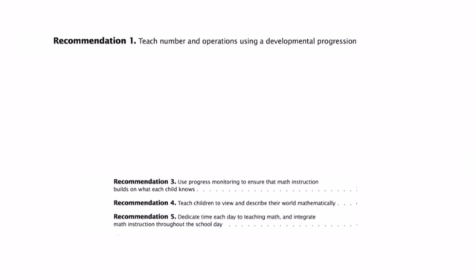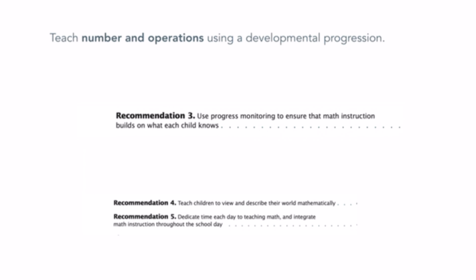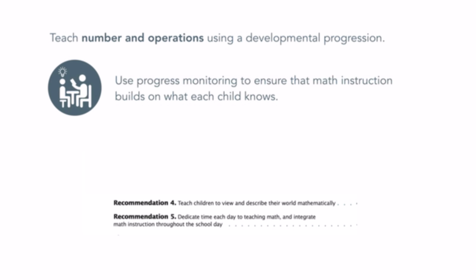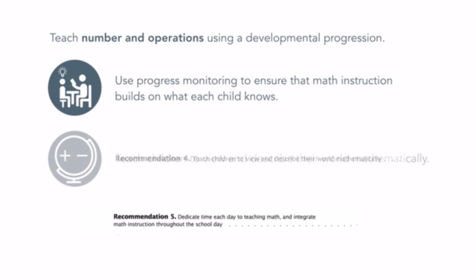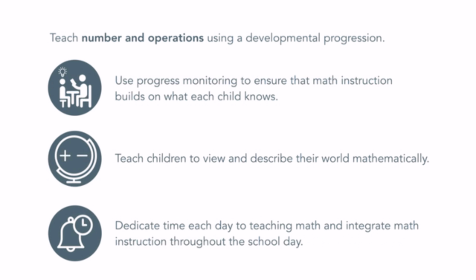The 4 recommendations that are the foundation for this toolkit are: teach number and operations using a developmental progression. Use progress monitoring to ensure that math instruction builds on what each child knows. Teach children to view and describe their world mathematically. Dedicate time each day to teaching math and integrate math instruction throughout the school day.